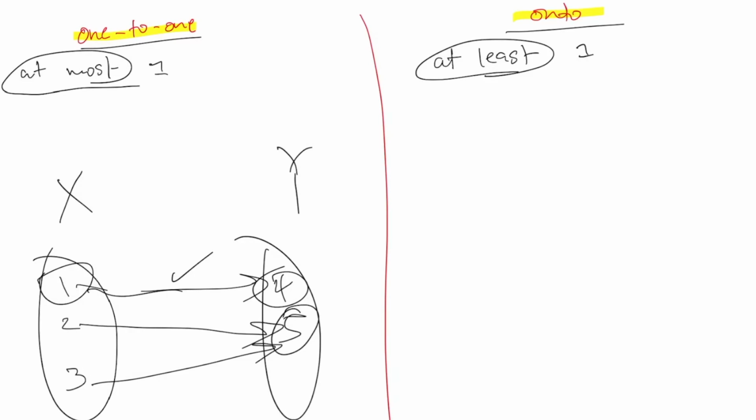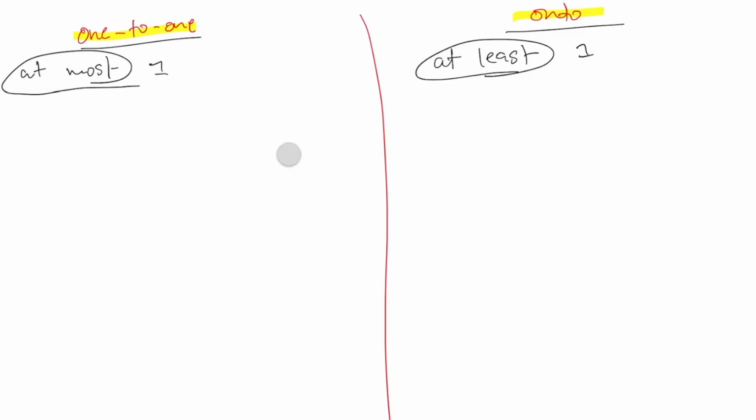5 is related to 3 and 2. That's 2 outputs, while for a function to be 1 to 1, an output has to be related to at most 1 input, while here we have this output 5 related to 2 inputs, which is bad. So this is not 1 to 1.